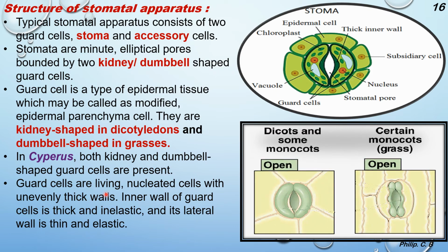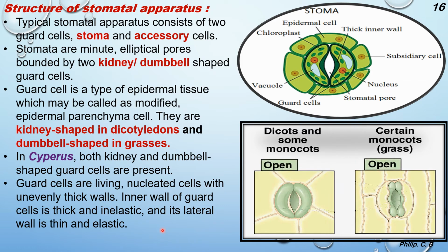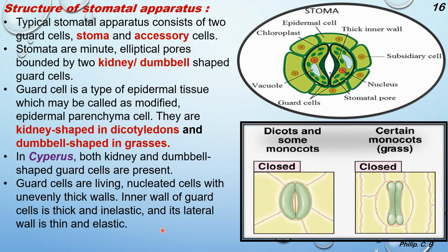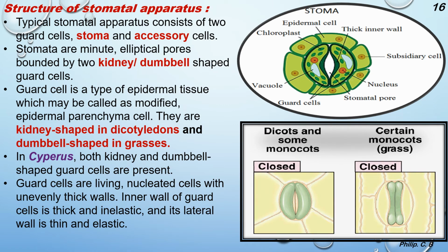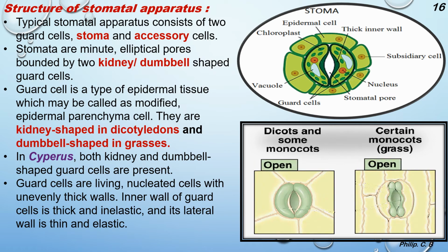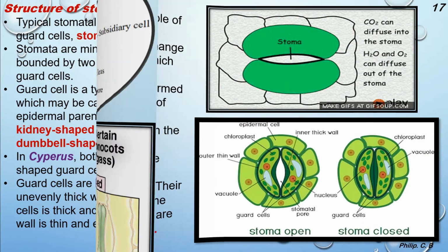Guard cells are living nucleated cells with unevenly thick walls. Inner wall of guard cells is thick and inelastic, and its lateral wall is thin and elastic. So in case of the guard cells, the inner wall is thick and inelastic, whereas the lateral wall is thin and elastic.